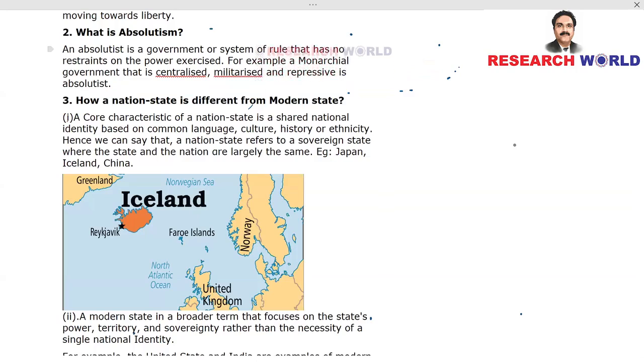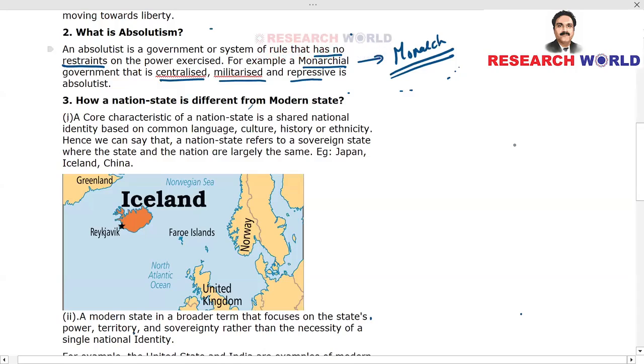An absolutist is a government or system of rule that has no restraints. Please note this key point. They have no restraints on the power exercised. For example, a monarchical government that is centralized, militarized, and repressive. So we have got a monarchical government. A monarchical government is a government ruled by an individual whom you often refer to as a monarch.